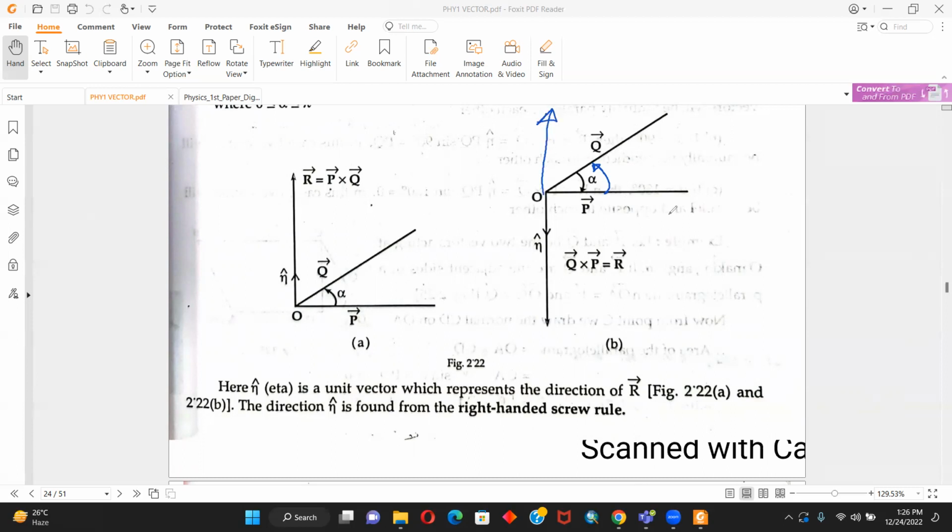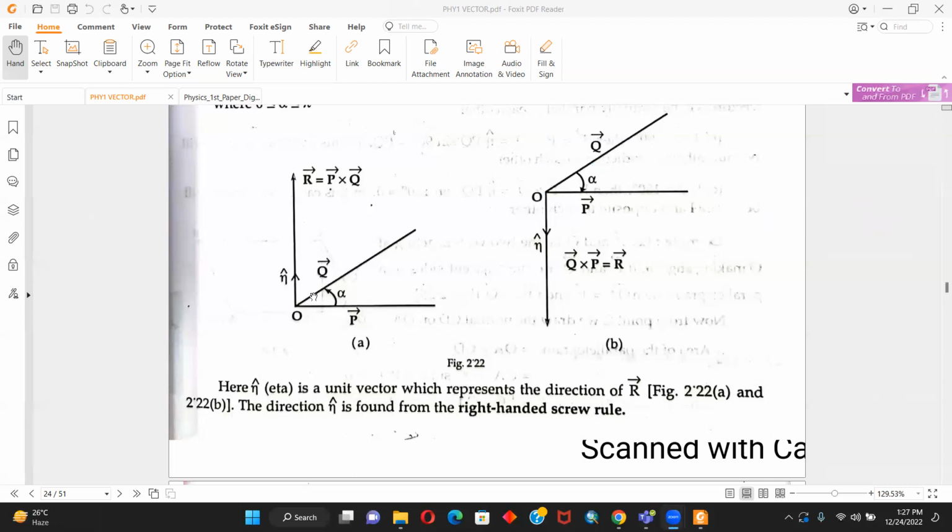So that means we could say that P vector cross Q vector equals minus Q vector cross P vector. What does this minus represent? This minus represents that the direction of the resultant vector has changed from upwards to downwards. I think I have told this to you the previous day as well, right? Okay, good.